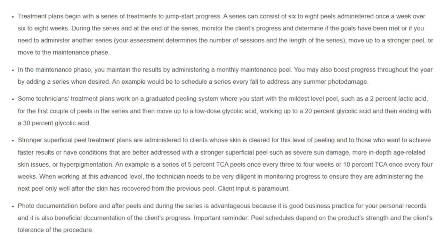Client input is paramount. Photo documentation before and after peels and during the series is advantageous because it is good business practice for your personal records and it is also beneficial documentation of the client's progress. Important reminder: peel schedules depend on the product's strength and the client's tolerance of the procedure.